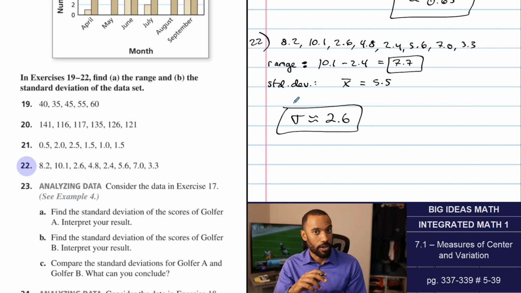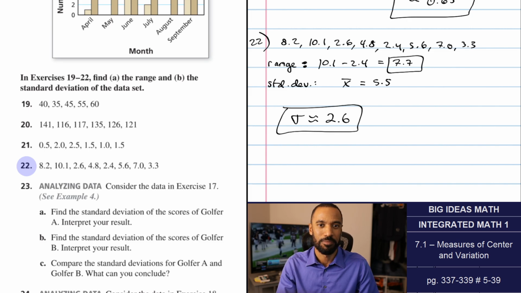Now, I did a lot of work on it. I just didn't write it down, but I did compute it. If you want to see my work, it is right there.